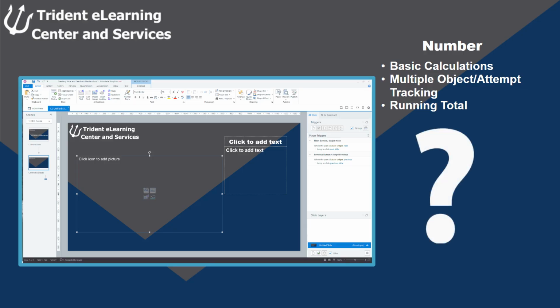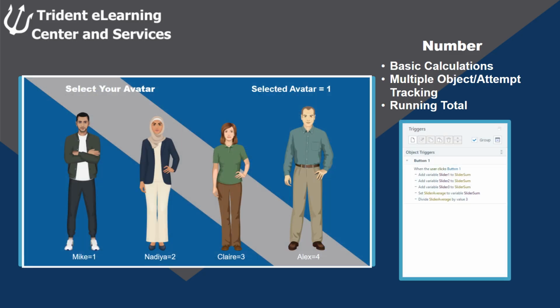But number variables aren't just for calculations. Remember the true-false example where the learner had to choose between option A and option B? That works fine as a binary choice. But what happens when you add options C, D, and E? A true-false variable can't handle that. Here's where number variables step in.